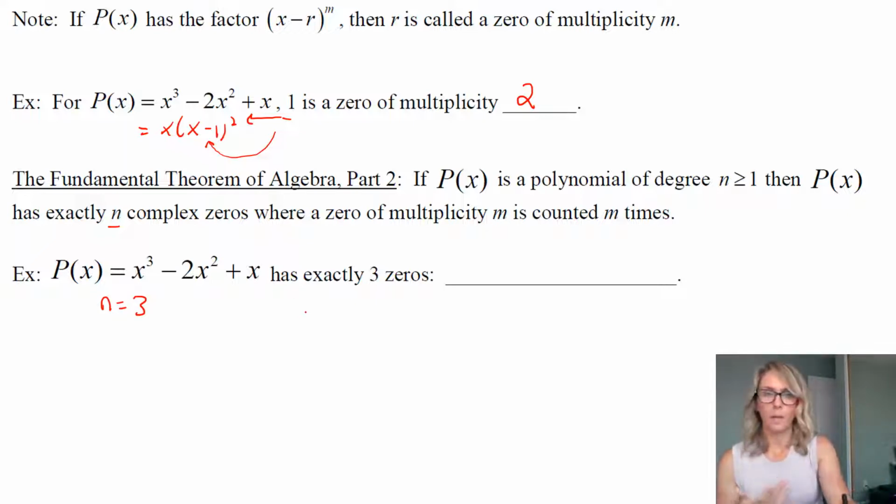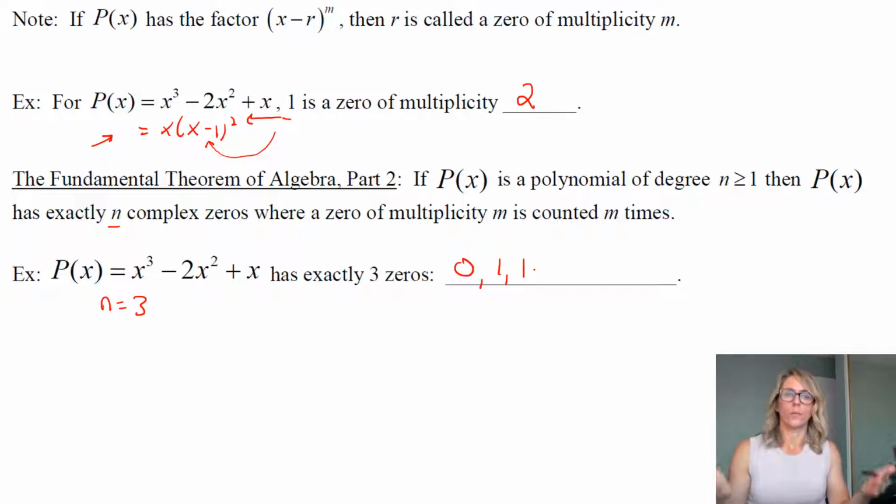And we already know that because we can see from our factorization here that we get 0 and then a 1 and then another 1 because we see that twice. So it's not like we're going to do anything with that extra 1, but we do want to understand that there are exactly 3 zeros. It's just one of them has multiplicity 2.